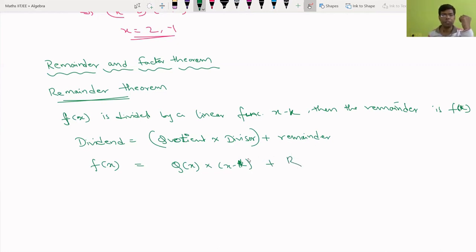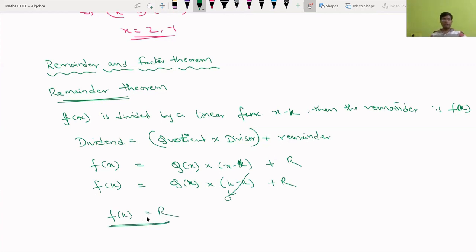Fine. So now if I take f of k, if instead of x, I put k, this will give me q of k multiplied with k minus k plus r. K minus k is nothing but 0. So my f of k will be equal to r. So when I'm dividing a function f of x with a linear function x minus k, then the remainder will be f of k. That is my remainder.